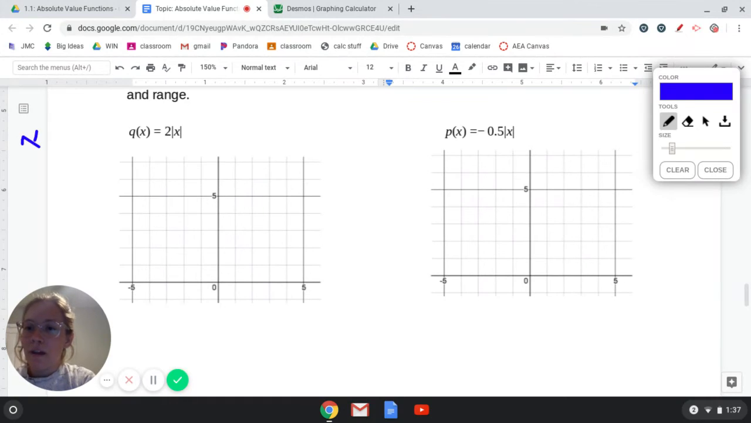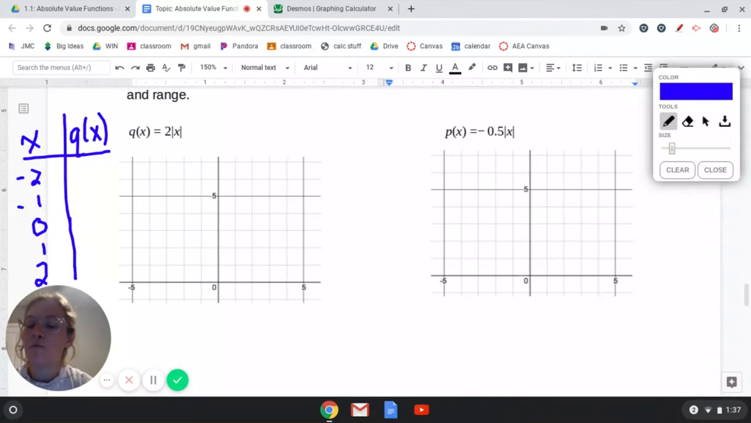We'll do -2, -1, 0, 1, and 2. So these are the values that we'll plug in for x. If we plug in a -2 for x, that's the absolute value of -2, which is 2, times 2, which is 4. All right, how about -1 plug in for x? The absolute value of -1 is 1, times 2 is 2. All right, plug in 0 for x. The absolute value of 0 is 0. 0 times anything is 0, so 0 times 2 is 0.